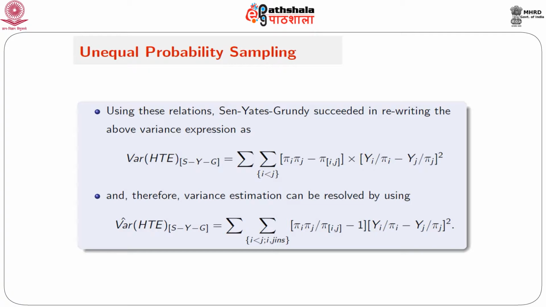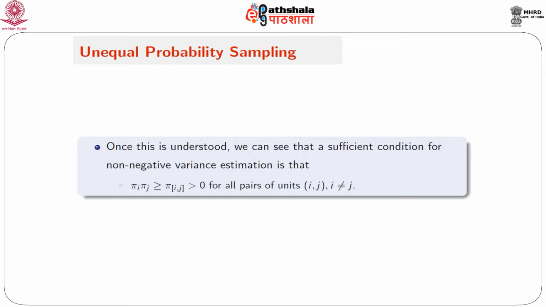The moment you see this, you see that pi i pi j over pi ij minus 1 has to be non-negative, because the last part being a square, there is no problem. That's what gives you the condition. So once this expression is understood, you can see that a sufficient condition for non-negative variance estimation is pi i pi j greater than or equal to pi ij, because that is exactly the quantity that is coming in the expression for the variance estimation.